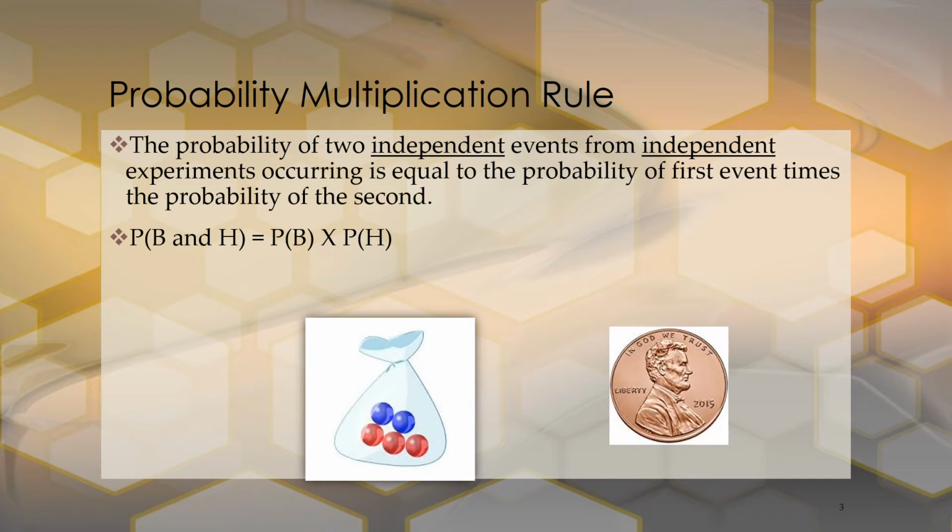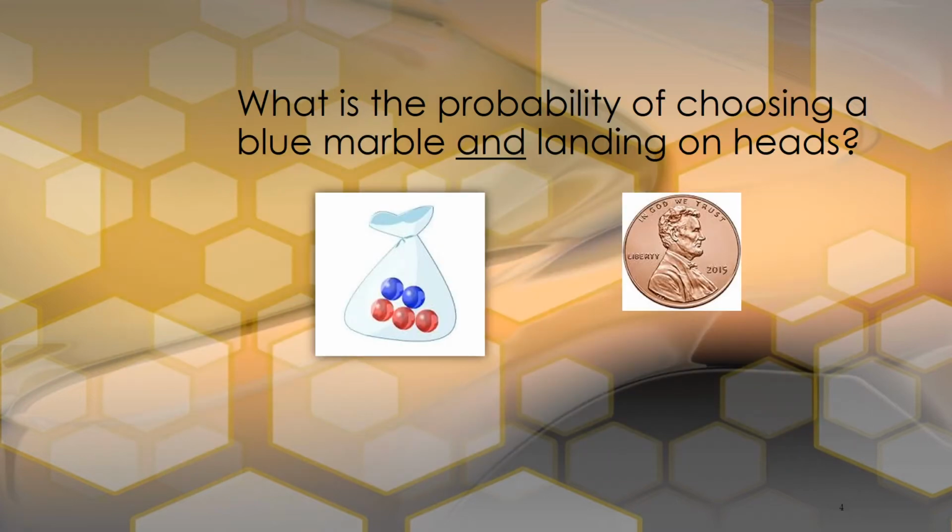For example, pulling a marble out of a bag and flipping a coin are independent events. So the probability of pulling out a blue marble and flipping it heads, therefore, is equal to the probability of getting a blue marble times the probability of flipping it heads. So we can find the probability of choosing a blue marble and landing on heads.